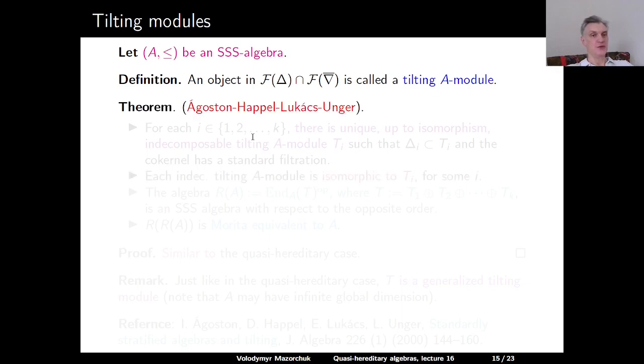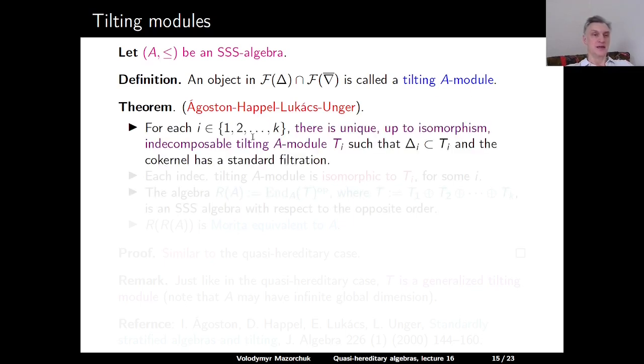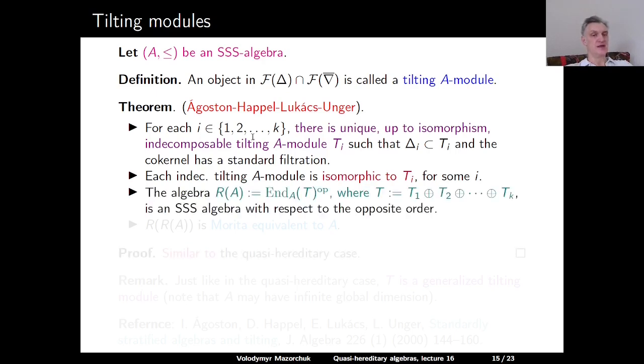Theorem, which is due to Agoston, Happel, Lukács, and Unger. Claim 1. For each i between 1 and k, there is a unique up to isomorphism indecomposable tilting A module Ti, such that delta i is a submodule in Ti, and the cokernel of this embedding has a standard filtration. Claim 2. Each indecomposable tilting A module is isomorphic to Ti for some i. Claim 3. The Ringel dual of A is an SSS algebra.